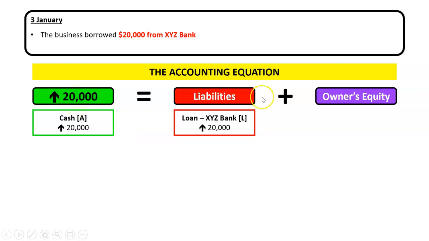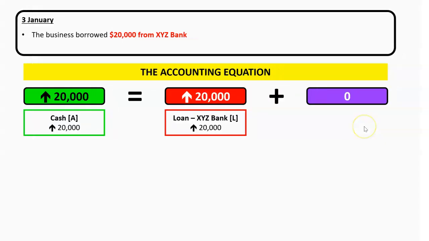Assets have gone up 20,000 equals liabilities up 20,000. Nothing happened here with owner's equity. So together, 20,000 plus 0 equals 20,000.